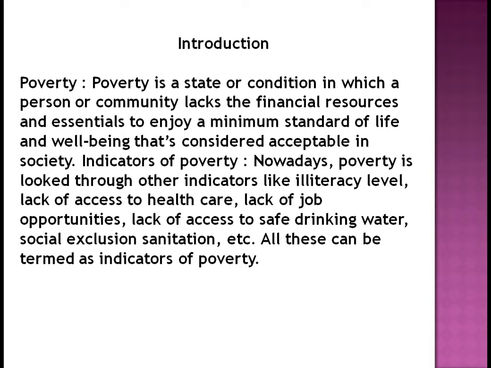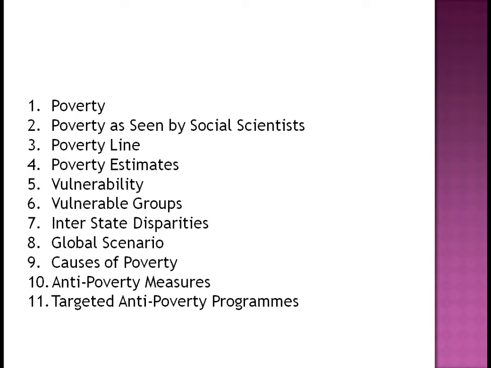Next, moving further, let's see the different points we are going to study in these revision notes. First is poverty, the meaning of poverty. After that, poverty as seen by social scientists, poverty line, estimation of poverty, vulnerability, vulnerable groups, interstate disparity, global scenario, causes of poverty, and the last two points, anti-poverty measures and targeted anti-poverty programs. This chapter we have already revised two or three times. Now we are on the note series, so please make a note of it. Notes are very important to prepare any chapter.